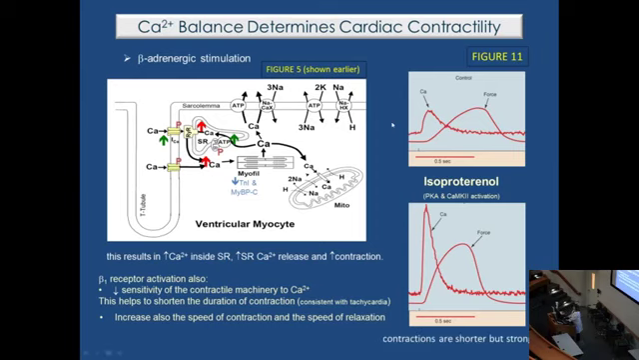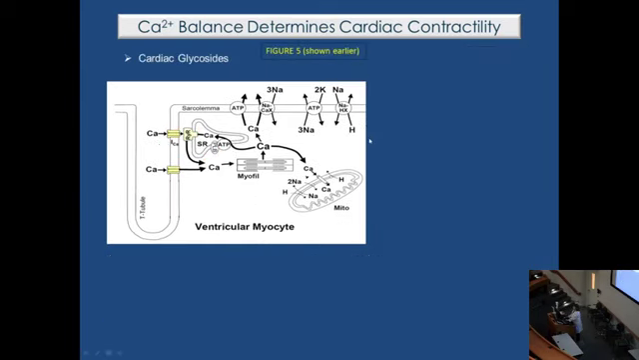So now I will show you another positive inotropic agent, but through a different mechanism. And this is when we use some cardiac glycosides. In my example, I'm using digoxin. Okay, do you know what the actions of digoxin are? It's a blocker of the sodium-potassium pump, right? Correct.